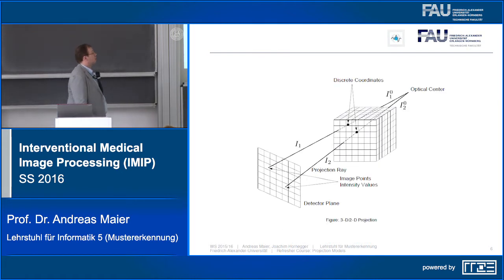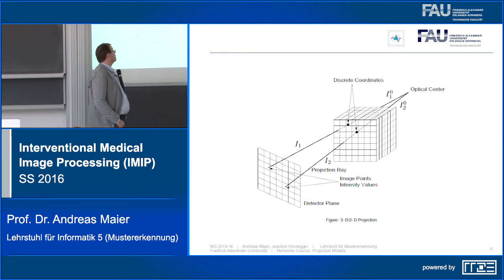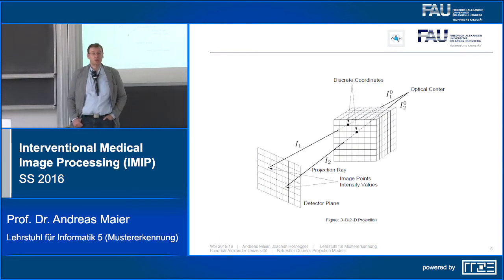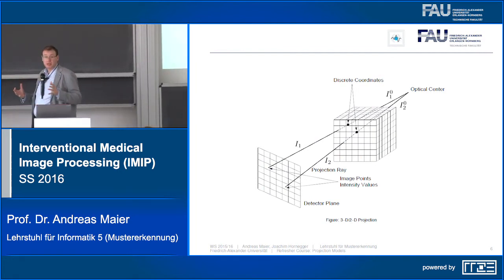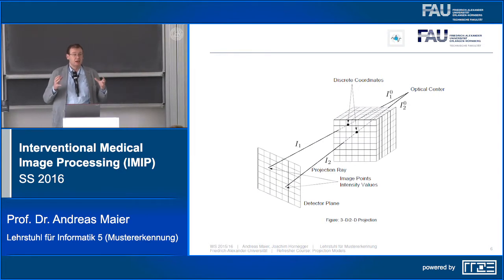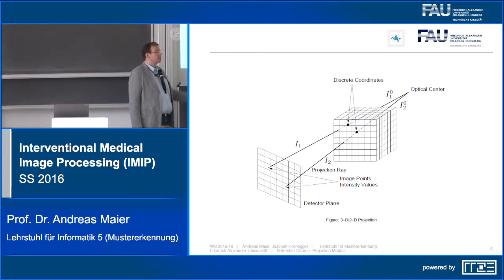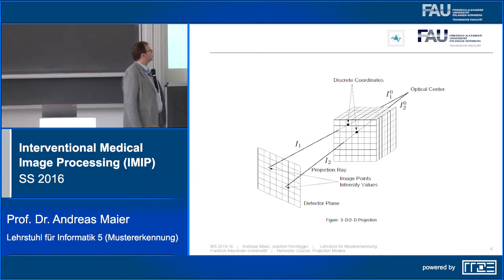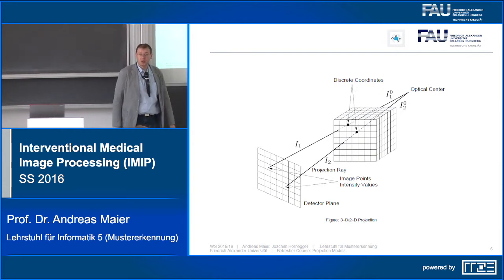And we can describe this, but in the end, what we are interested in is some world or volume coordinate system that is, for example, given by a voxel grid, like 3D volume elements. And this voxel grid is traversed by the X-rays. So this is the optical center. And from the optical center, all these X-rays traverse our volume of interest.